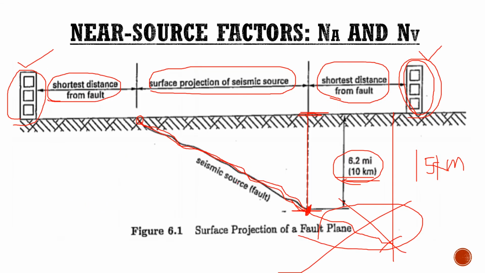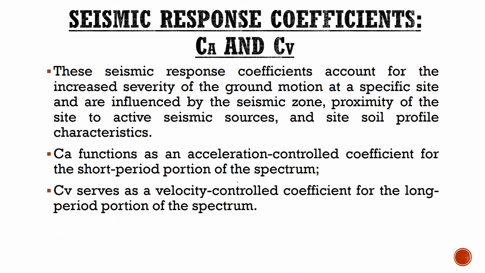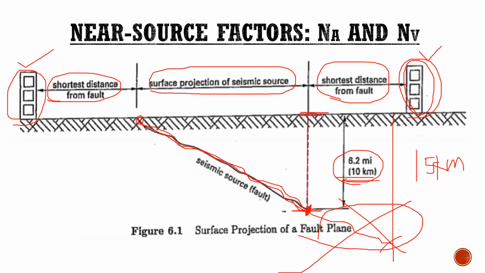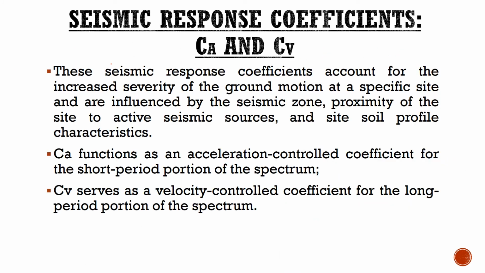Okay, pero siguro, introduce na lang ko to niya guys, on how to determine these distances sa fault. So, seismic response coefficients, CA and CV. So, these seismic response coefficients account for the increased severity of the ground motion at a specific site and are influenced by the seismic zone, proximity of the site to active seismic source, and the site soil profile.